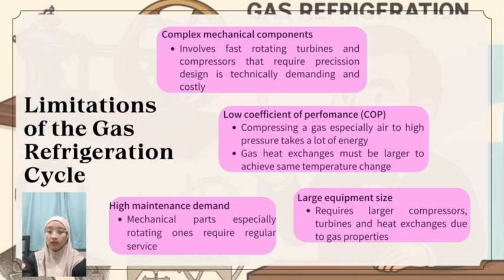Second, they have a low coefficient of performance, which is COP. This means the system is not very efficient. Compressing gas to high pressure needs a lot of energy, and to get the same cooling effect, the heat exchangers have to be larger.